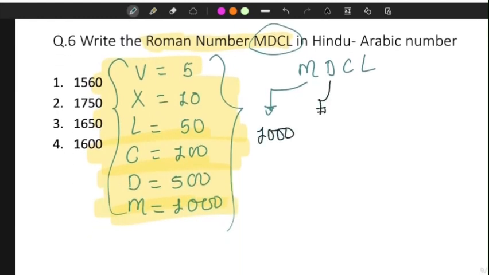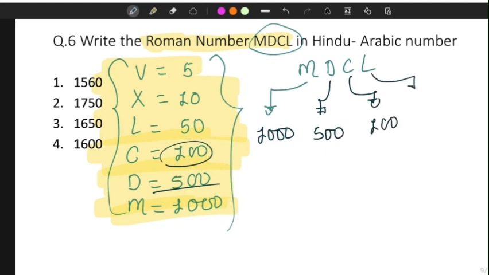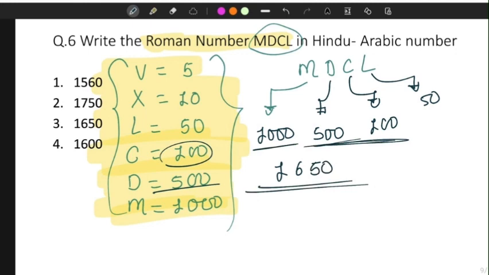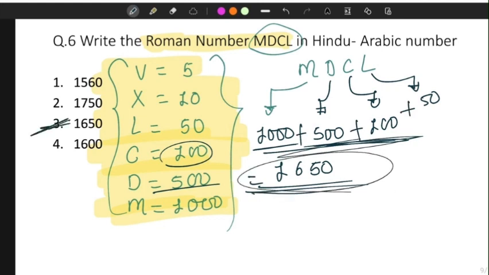D is standing for what? D stands for 500, C stands for 100, and L stands for 50. So MDCL, if we take this number together, is going to be 1650. Got it? That is 1000 plus 500 plus 100, which gives us 1600, plus 50, which gives us 1650. Simply add it, and we get 1650 as our answer. So option C is the correct answer for the given question.